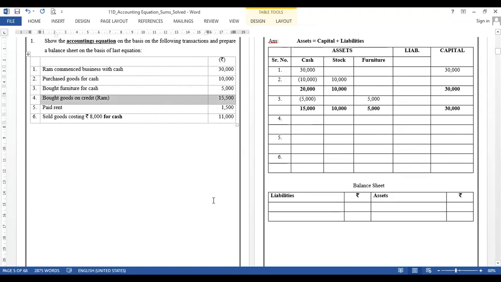Yes, Mahek. So we'll introduce a liability Ram. Yes.